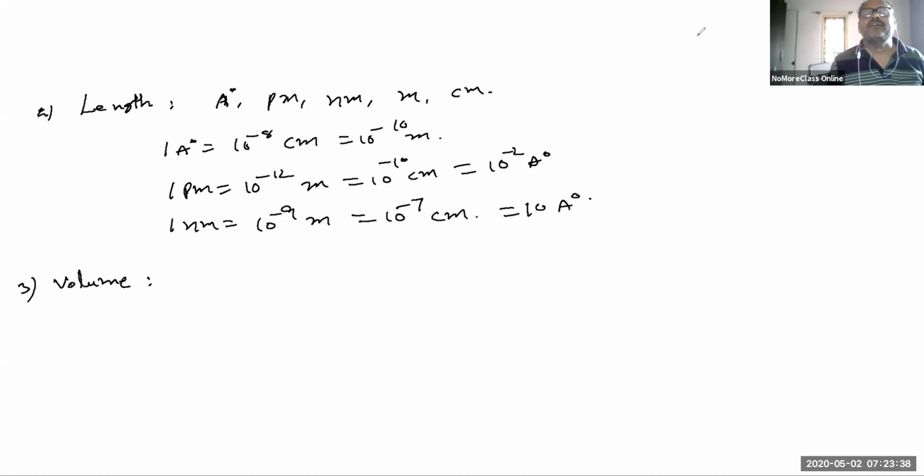What is the meaning of angstrom? It is the unit of length only. Picometer, angstrom, these are the old units only.